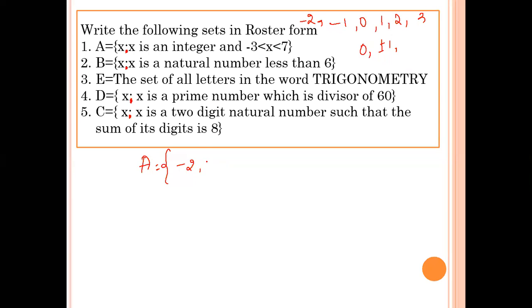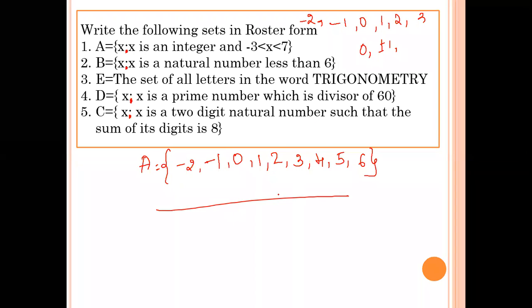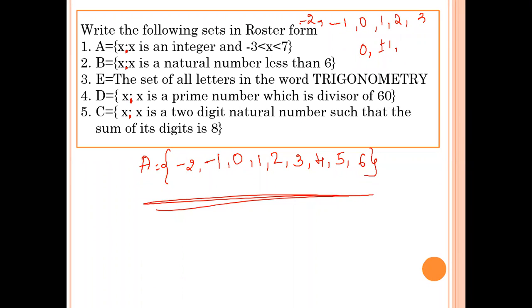Those which are less than 7. So minus 1 is less than 7, 0 is less than 7, 1 is less than 7, 2 is less than 7, 3 is less than 7, 4 is less than 7, 5 is less than 7, and 6 is less than 7. We cannot write 7 because 7 is not less than 7. Instead, 7 is equal to 7. So this is the answer for the first question. I hope you have taken the screenshot.